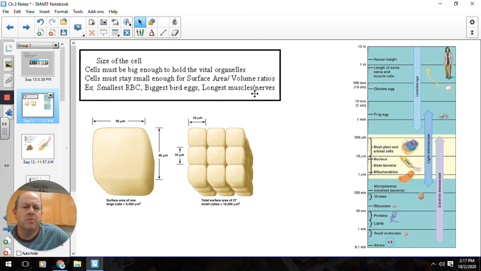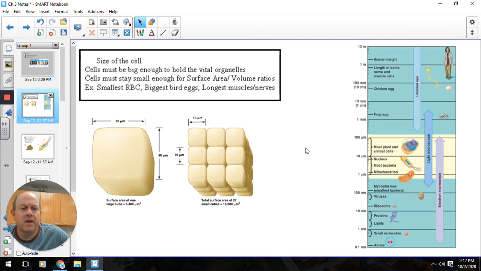So here are some examples in our body of big and small and long cells. Some of the smallest cells you would have would be your red blood cells. They have to be really tiny to get through some of those tiny capillaries in your body. Some of our bigger cells, like bird eggs, are oftentimes considered to be one cell. And so they have to be big and packed full of nutrients for the young embryo to survive. Some of our longer cells would be our muscle and nerve cells, these long fibrous types of cells.